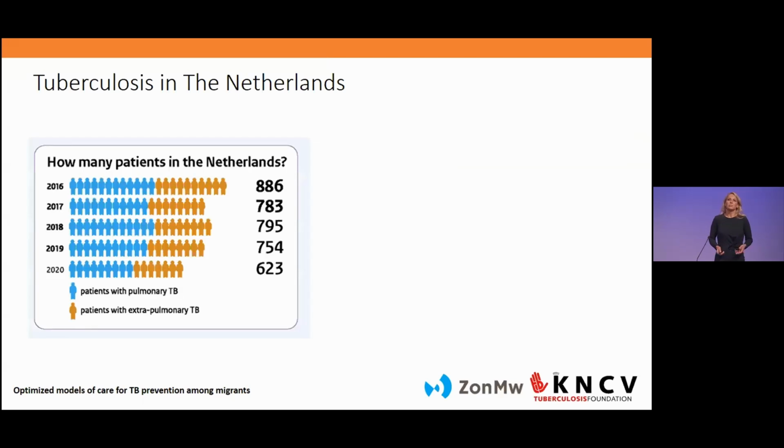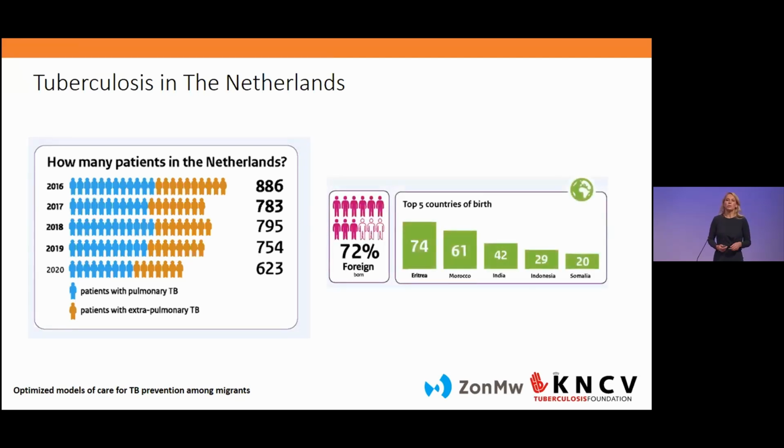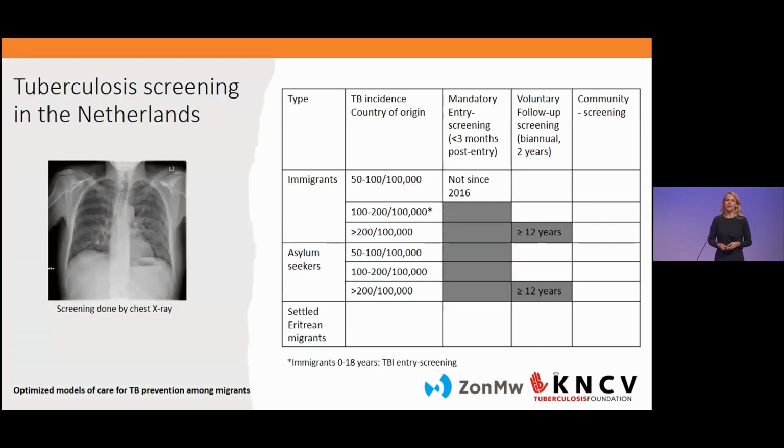In the Netherlands, between 600 and 800 persons are diagnosed with TB disease annually. Of these persons, 72% in 2020 were foreign born, not born in the Netherlands. Most of them were from Eritrea, Morocco, India, Indonesia, and Somalia.